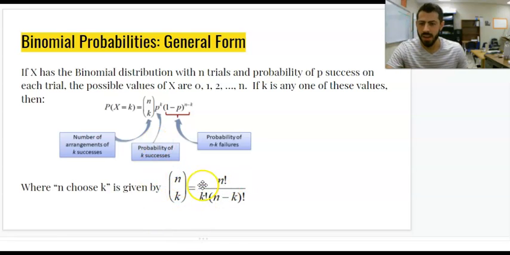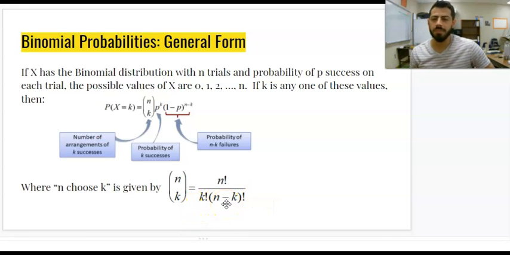Now, n choose K, again, will be available on most calculators, but it can be found easily by doing n factorial divided by K factorial times n minus K factorial. So basically this is 5 factorial divided by 3 factorial times 2 factorial. Factorials, if you don't remember them, are basically the integer times every integer down to 1 that comes before it. So 5 factorial would be 5 times 4 times 3 times 2 times 1. 3 factorial is just 3 times 2 times 1, and 2 factorial is 2 times 1.